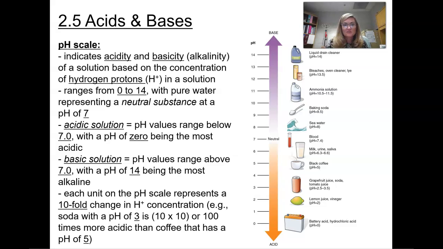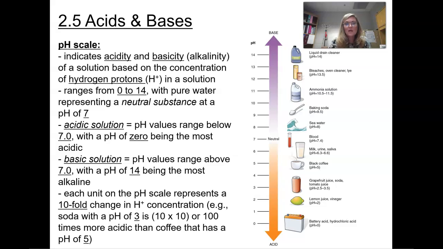The pH scale is something that we look at quite often when we talk about acids and bases. This is going to indicate the acidity or the basicity, or we often refer to it as the alkalinity, of a solution based on the concentration of hydrogen protons in a solution. It can range anywhere from 0 to 14, with pure water representing the neutral substance at a pH of 7. That's going to be directly in the center.